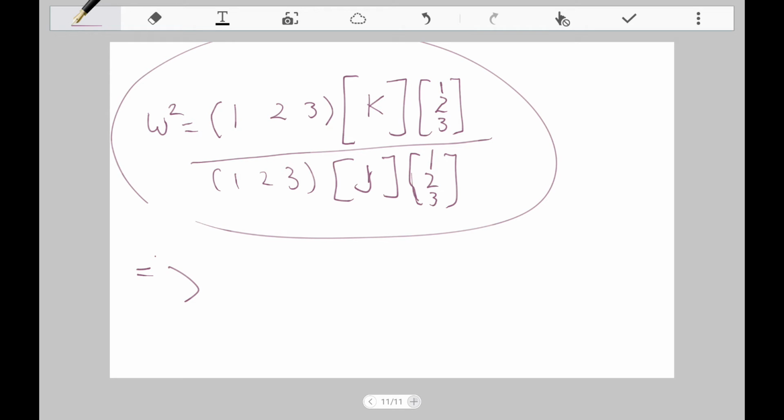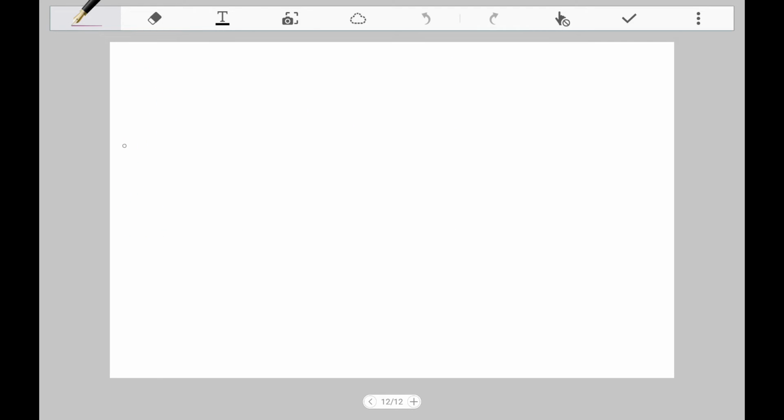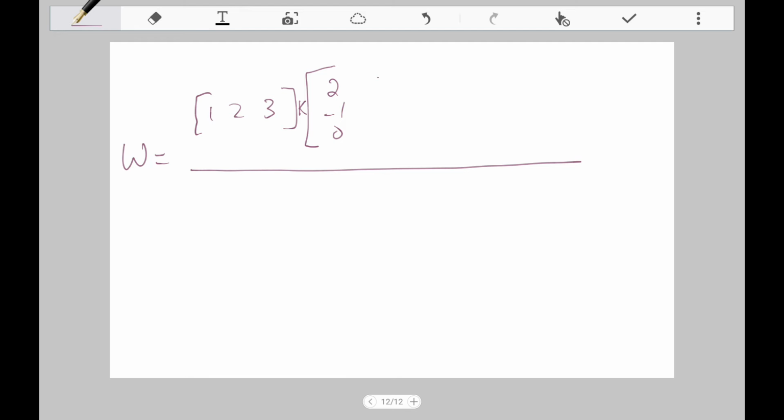Let's go to a new page. We're going to need a lot of space here. So omega squared equals 1, 2, 3, and then we keep the K out here, and then 2, -1, 0, -1, 2, -1, 0, -1, 1, and then 1, 2, 3.